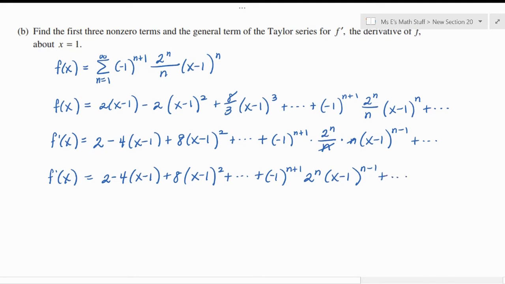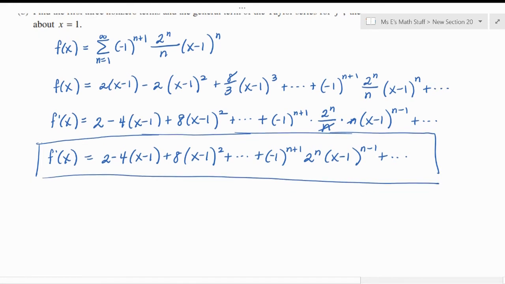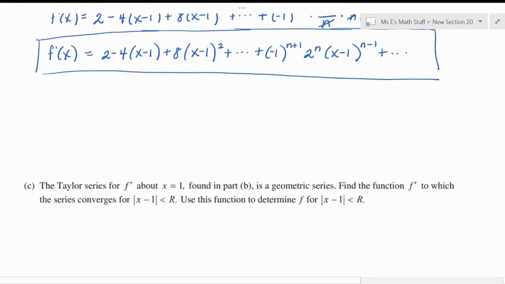Like so. Okay. And that was what they were hoping for in part B. All right, moving on to part C.